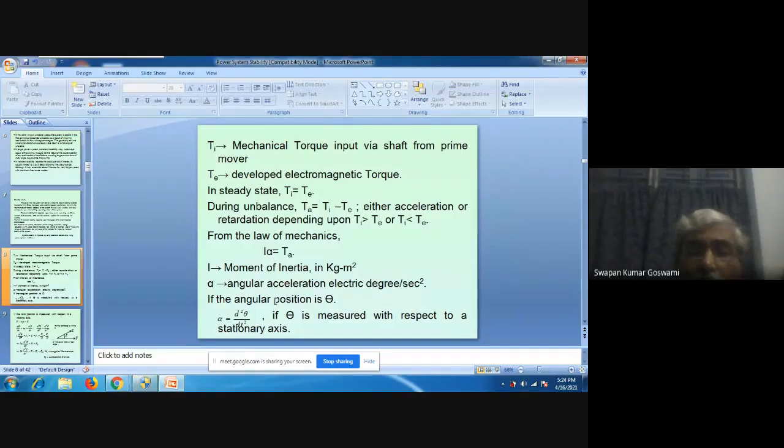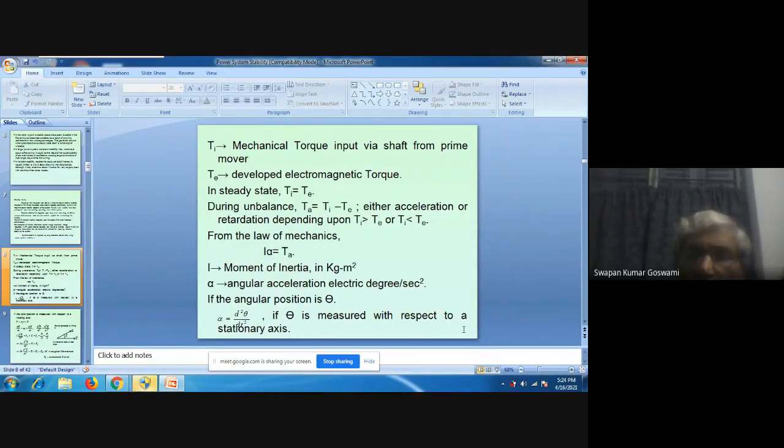So angular position is theta. Then alpha, the angular acceleration, is d2 theta dt2. That means d theta dt is the speed. Theta is the rotor position, so d theta dt is the rotor speed, and d2 theta dt2 is obviously the rotor acceleration. So alpha is d2 theta dt2.